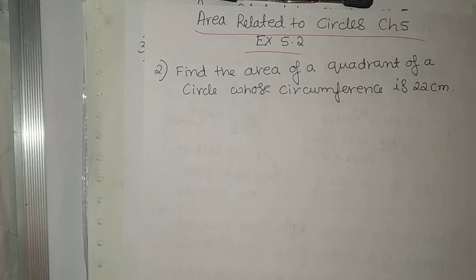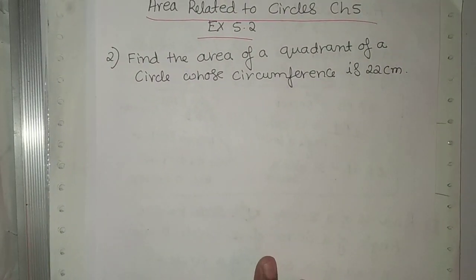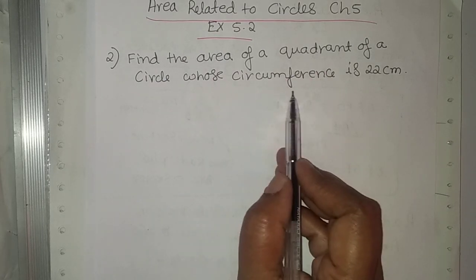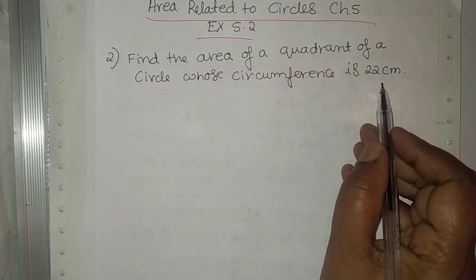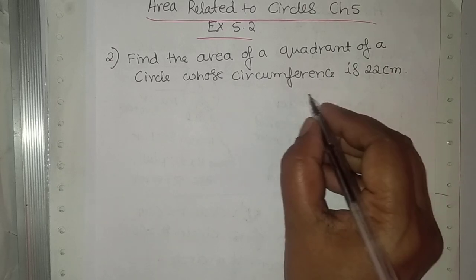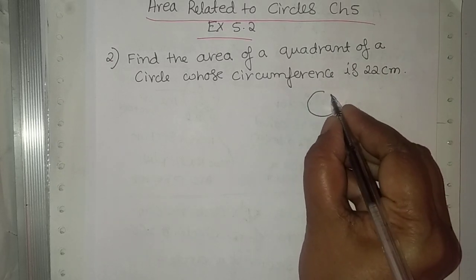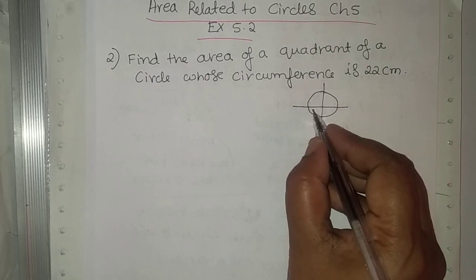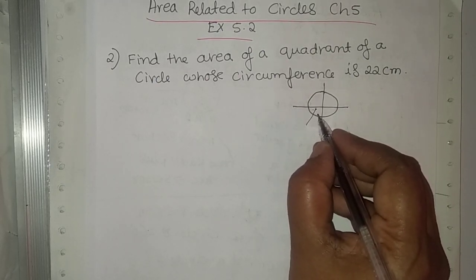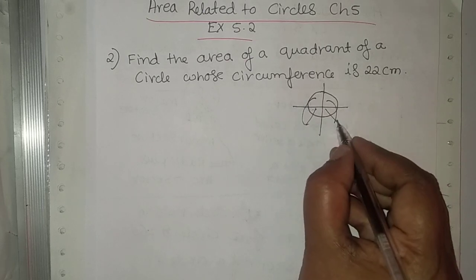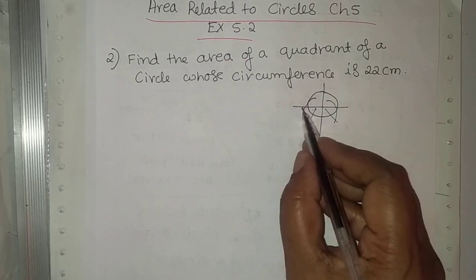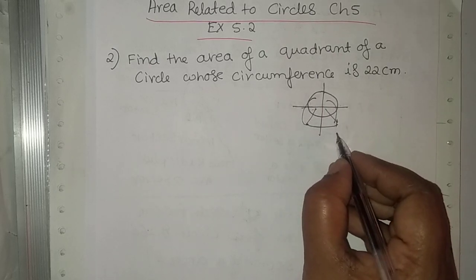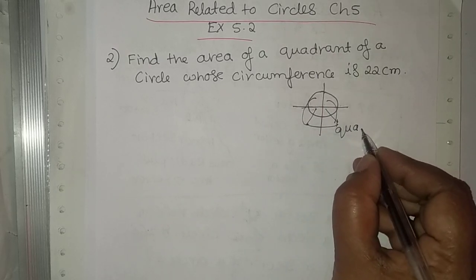Second problem: find the area of the quadrant of a circle whose circumference is 22 centimeters. So we will see what a quadrant is here. Consider this a circle. Divide the circle into 4 parts, and each part is called a quadrant.